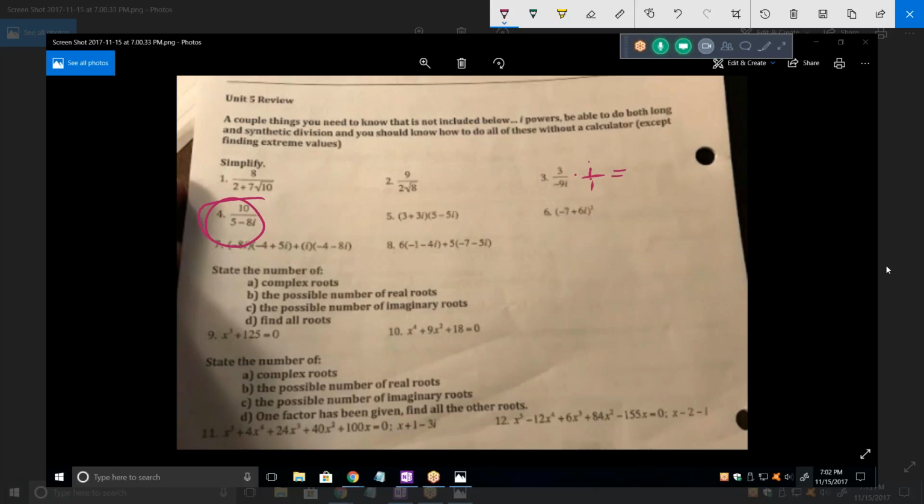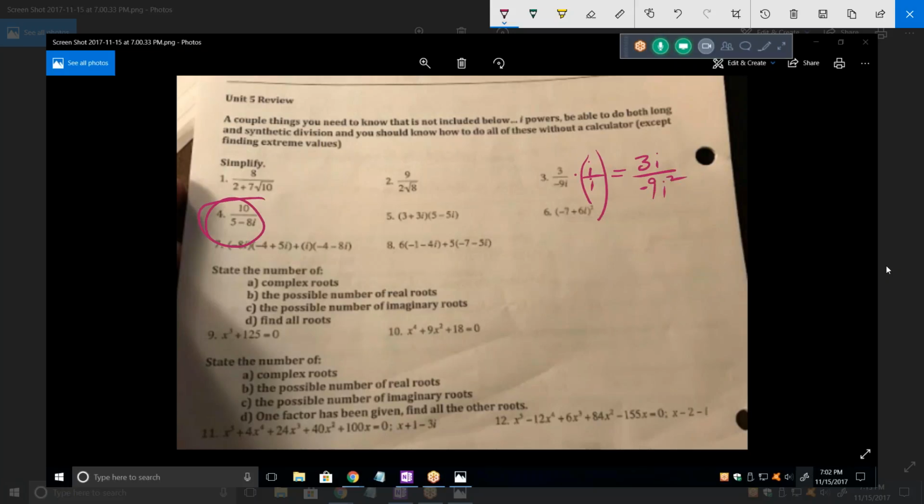But you want to do as little as you can in the way of math. In other words, if I multiply by 9i, then I'm going to have to reduce 3 over 81. And that'll be more math. Whereas if I multiply by i over i, that's still the number 1. I can multiply any fraction by the number 1 without changing it. And that gives me an easier 3i over 9 to simplify.